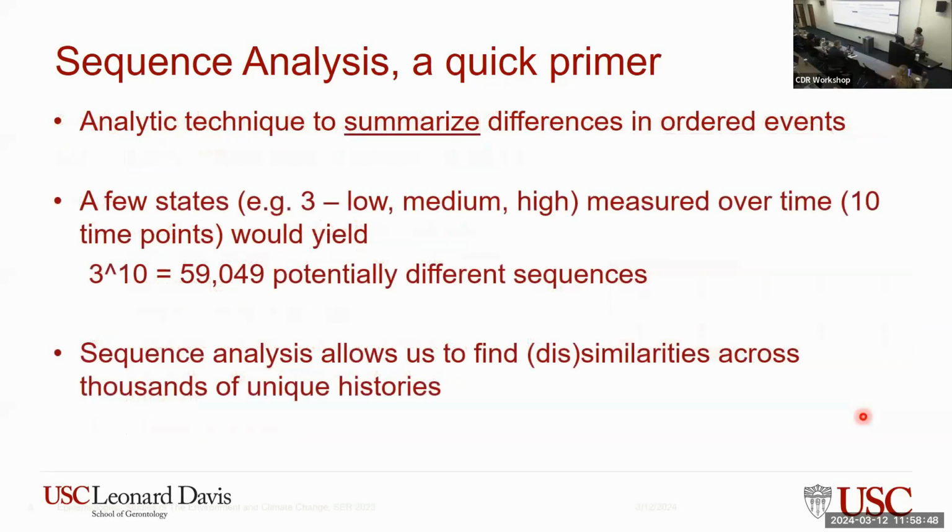Great. All right, so the other part I wanted to emphasize with sequence analysis is that I would like to summarize differences in ordered events. So we have a few states such as low, medium, and high, and you measure over time. For me, we're looking at 10 time points. This would yield over 59,000 different sequences, right? So if you have this many different sequences, you would be considering each of these a different exposure trajectory. Trying to regress something like that would be very computationally difficult, probably wouldn't work. And worse, you can't even really interpret it or understand it. So the real power is that you can summarize these into your dissimilarity matrix. It allows us to find the dissimilarities between your trajectories.